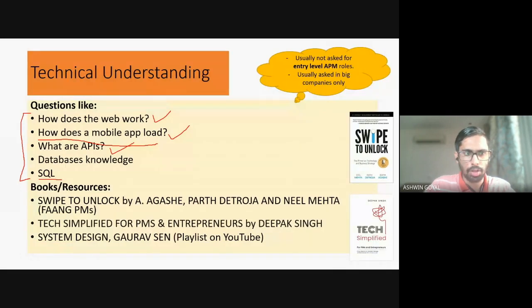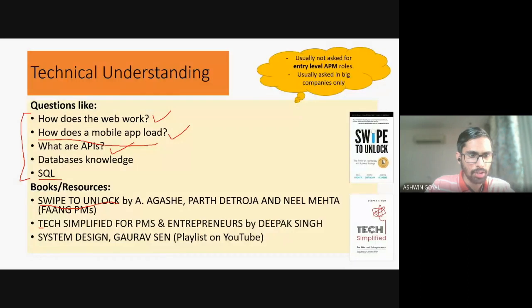But if you talk about a Flipkart or a Meesho kind of company, then they would probably ask you some of these questions in the APM role or in the product analyst role. So that is there. These are not very, very important, but it is good if you know them. And these are a few books for these questions.